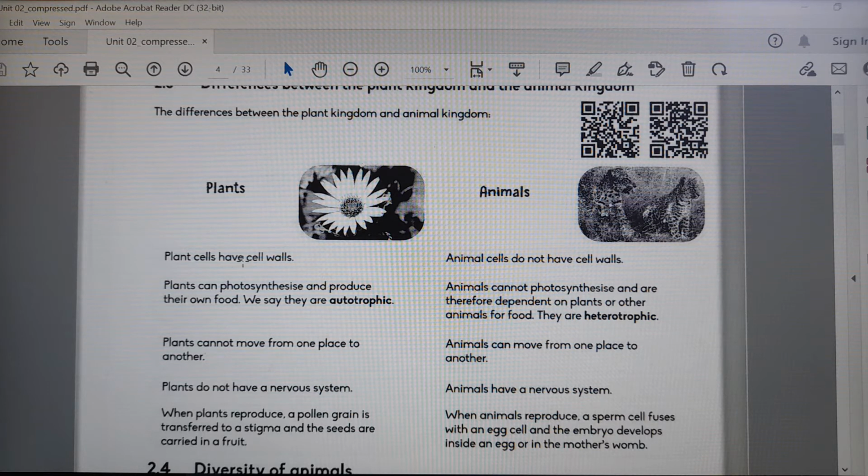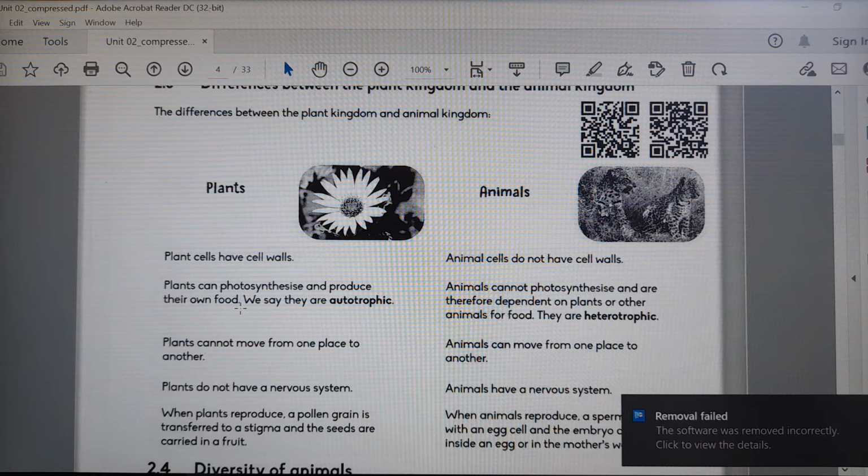They say plant cells have walls. Number 1, the plant cells have walls. Plants can photosynthesize and produce their own food. We say that they are autotrophic. So please know the definition of the word autotrophic. Autotrophic, okay, which means that plants can photosynthesize and produce their own food. And plants cannot move from one place to another.